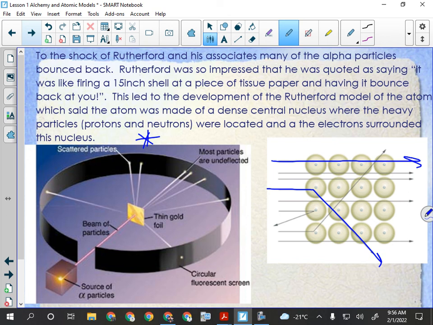Okay? Definitely know Rutherford's experiment, okay? Because it is the proof of the nuclear model of the atom.